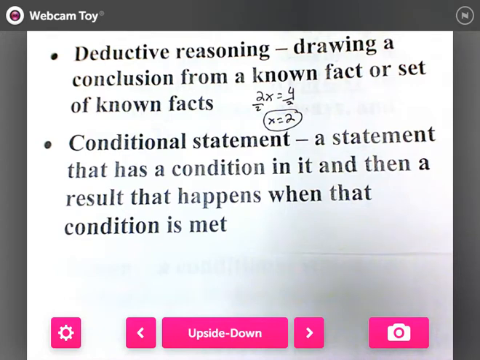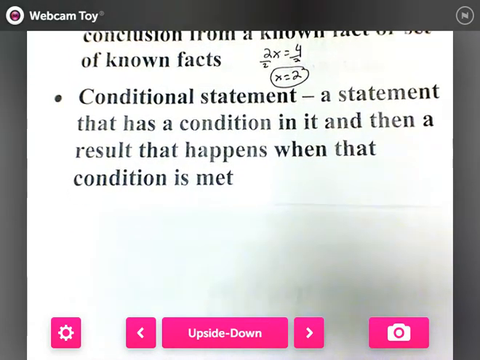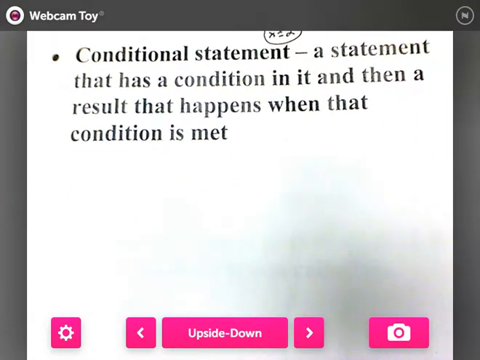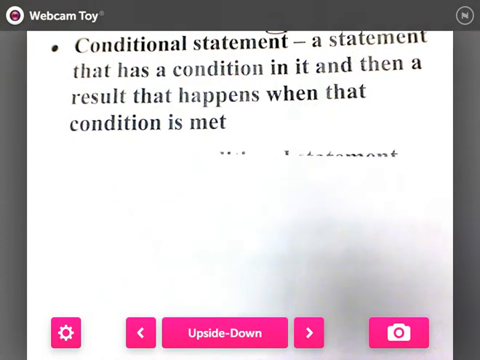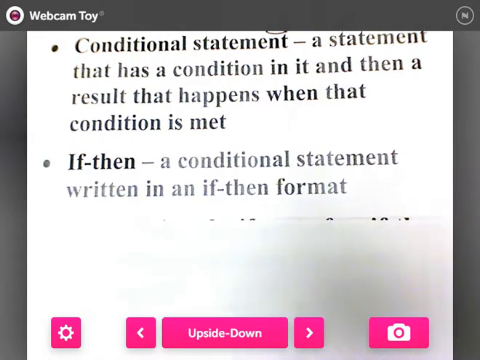Okay, moving up deductive reasoning, so hopefully you'll have that. I'll keep conditional up there. And we're going to move to if-then. A conditional statement written in an if-then format. That's almost always how we do conditional statements in mathematics, is an if-then.